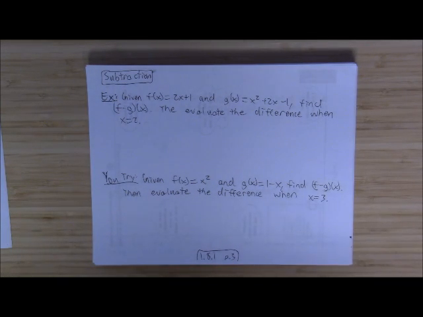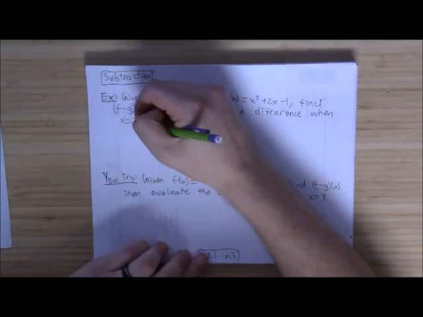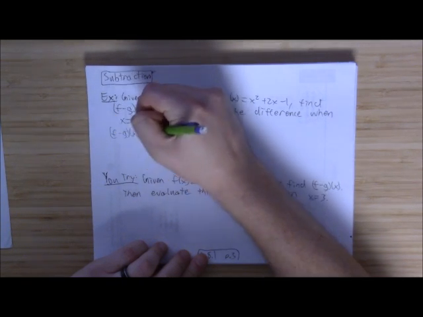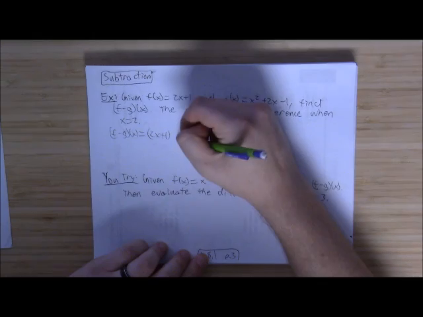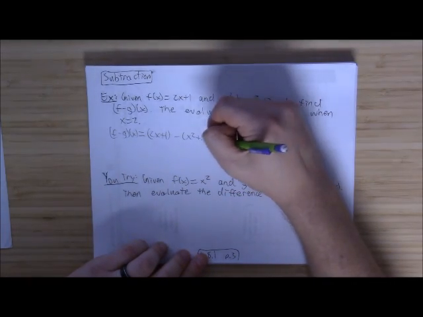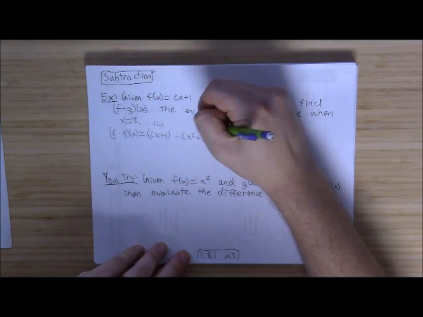So given f of x equal 2x plus 1 and g of x equal x squared plus 2x minus 1, let's find the difference between f and g, and let's evaluate the difference when x equals 2. So here we know that f minus g of x is 2x plus 1 minus x squared plus 2x minus 1, because this is f of x, this is g of x.